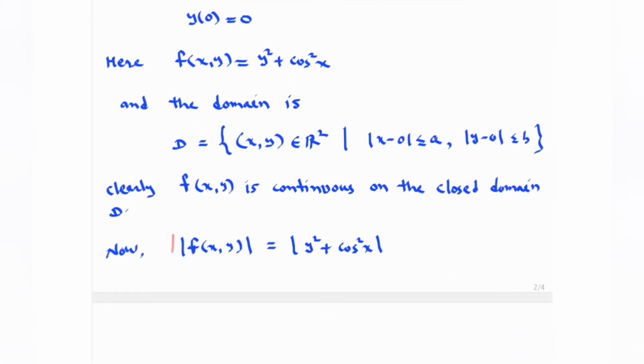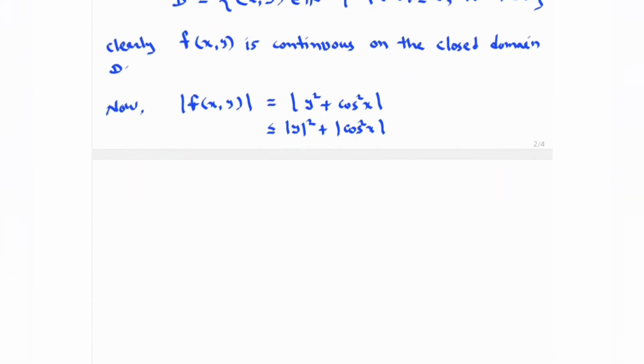Now we will calculate the value of |f(x,y)|. So it will be |y² + cos²x|. By using the triangle inequality, we can write it as less than or equal to |y²| + |cos²x|.